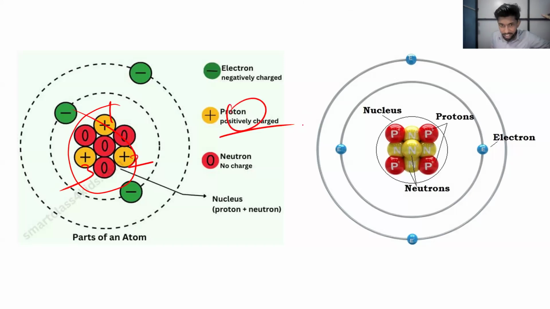How many electrons are there? 3 electrons, 1 and 2 and 3. So 3 plus, that means 3 protons, and 3 electrons, 3 negative, 3 minus, got balanced. So the charge will be 0.